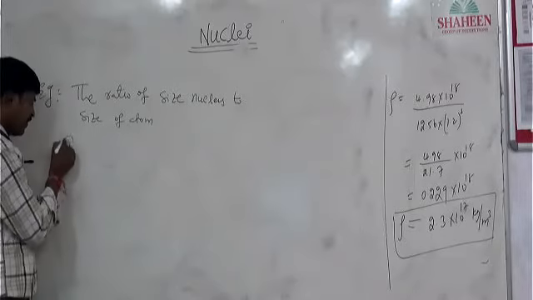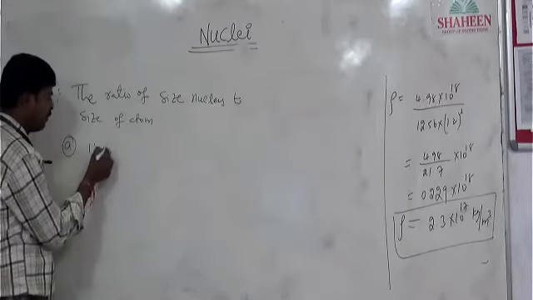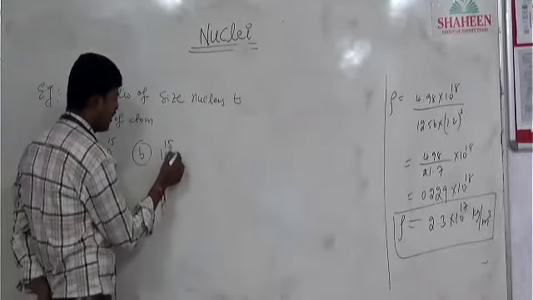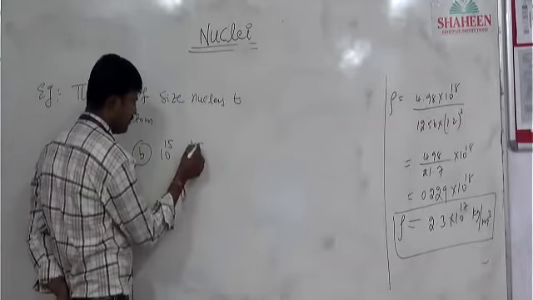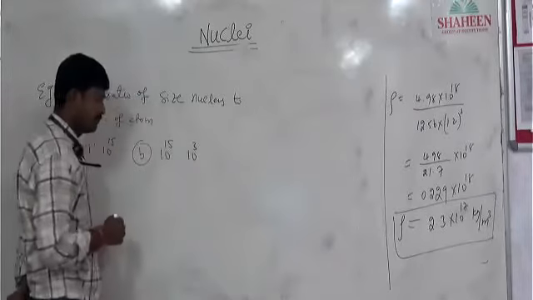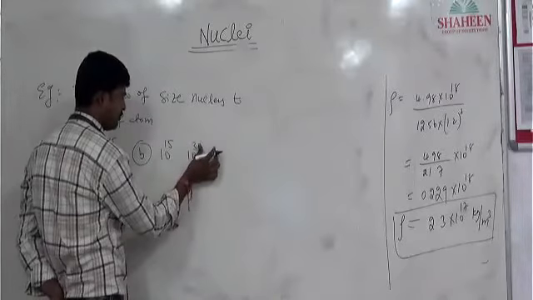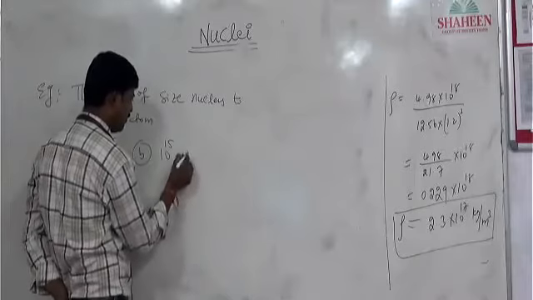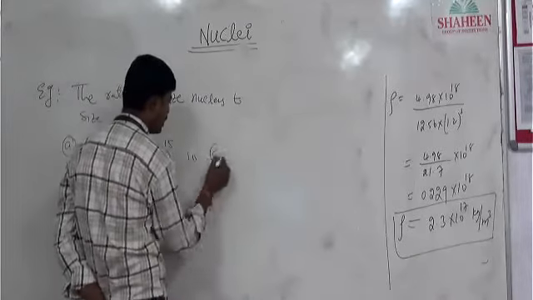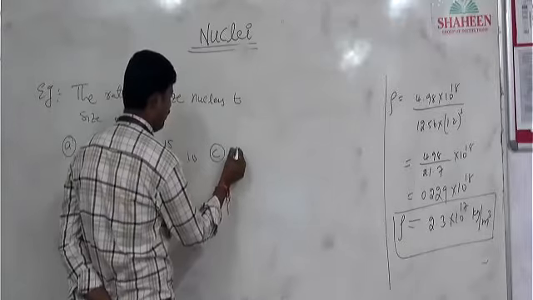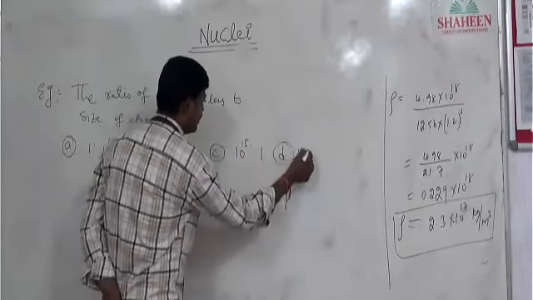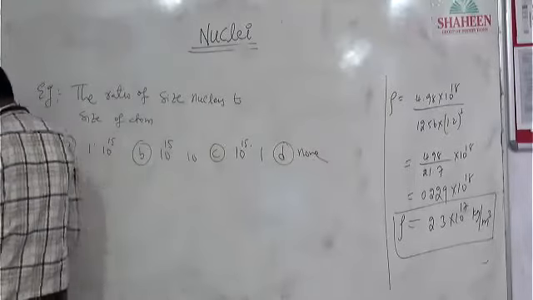So options I'm giving. Option A is 1 : 10 to the power of 15. Option B is 10 to the power of 15 is to 10 to the power of 3. Option C is 10 to the power of 15 is to 1. Option D is none. Tell me.